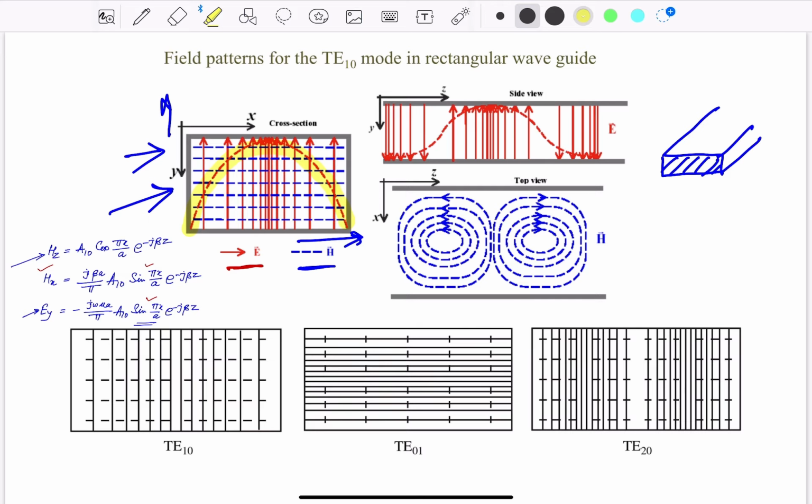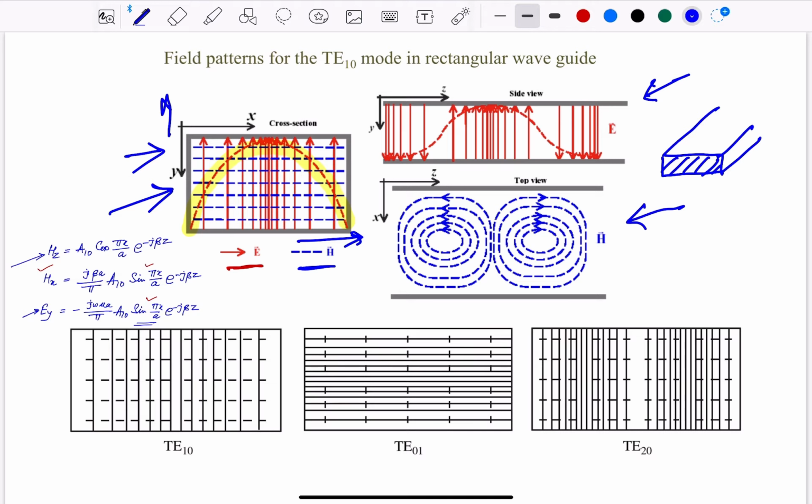Fine. Now the thing is, if you see on the top, in this second picture, this is the yz plane. At the yz plane, what you will see is the electric field we plotted here, and there is a sine distribution, clearly you can see.